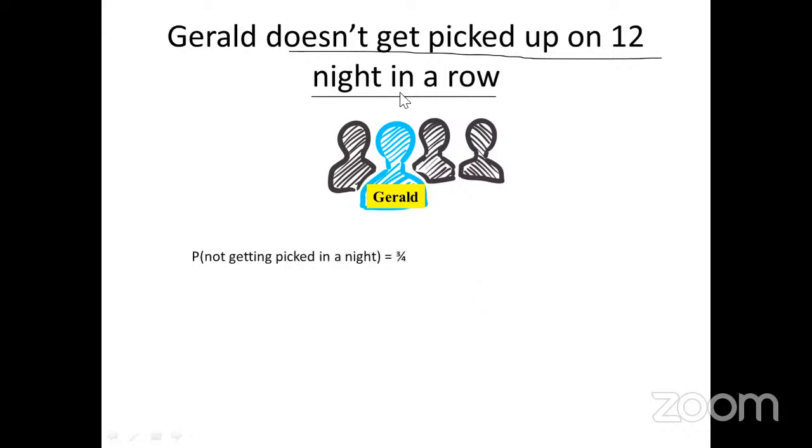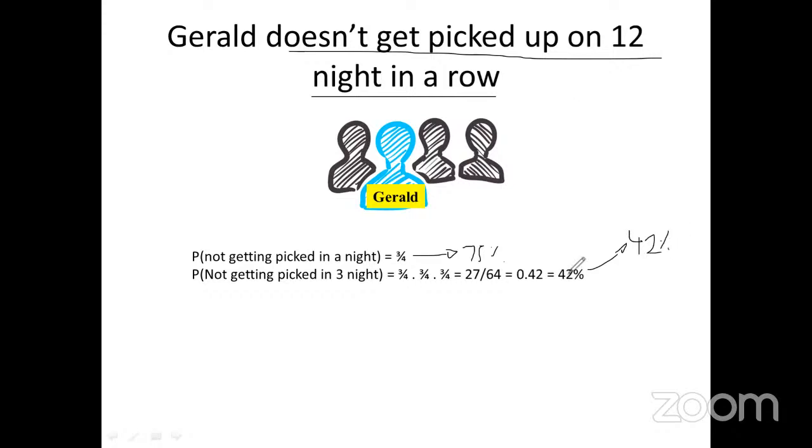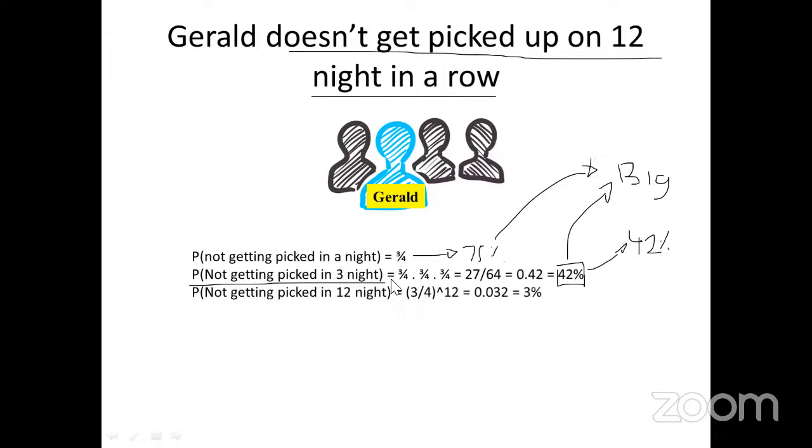So let's calculate it. If it is one night, we have 75%. If it is 3 nights, we have 42%. This is normal because the chance of not getting picked is big. But if it is 12 nights, we have 3/4 to the 12, which equals 0.032, which is 3%. This is low.